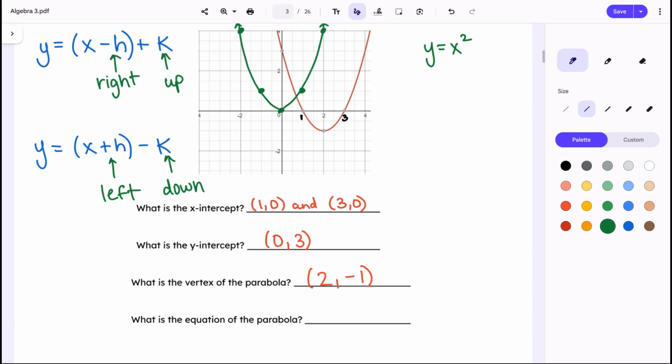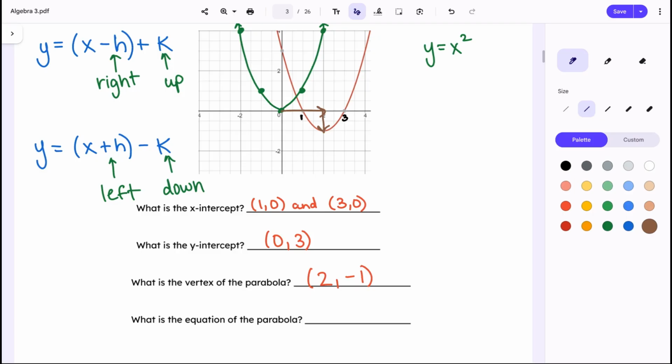So now if you look at the parent graph to the one in red, what directions did it move? Left and right? Yep, it went right and it went down. I'm just kind of comparing the vertexes here. It went to the right and then it went down.